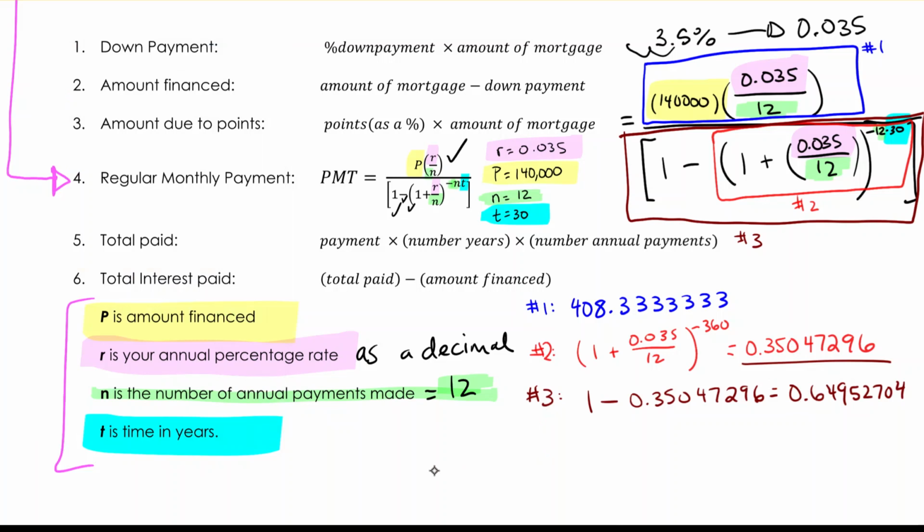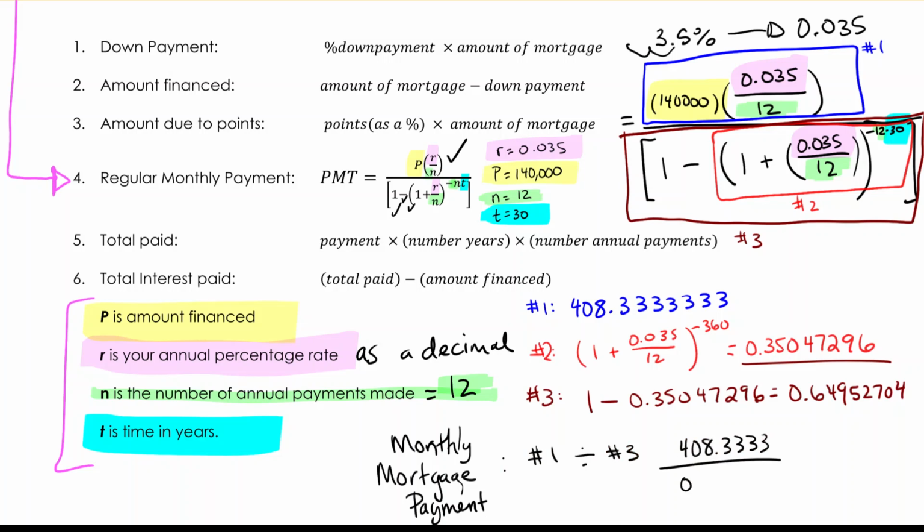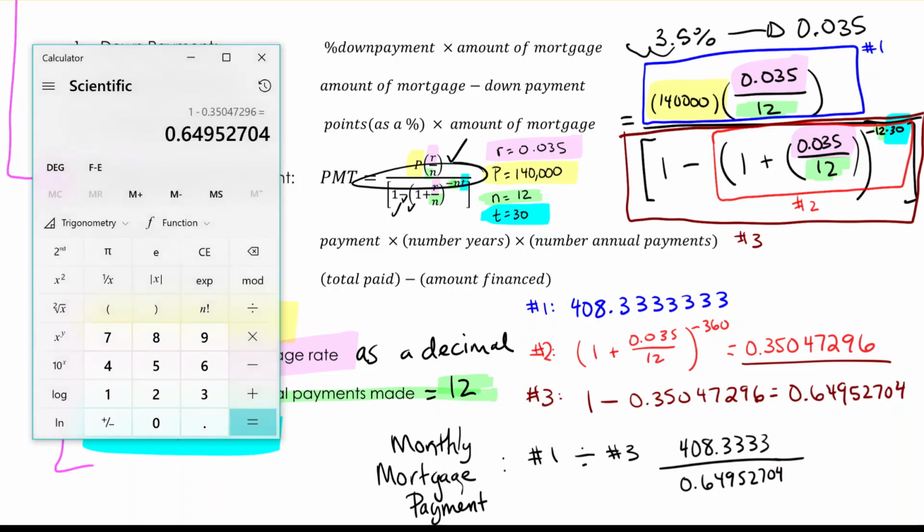So to find the final answer, the monthly mortgage payment, is going to be what we found in number 1 divided by number 3. So for us, that will be 4.08.3333, all divided by 0.649527004. So now we're dealing with the fact that the formula has us divide the top and the bottom.